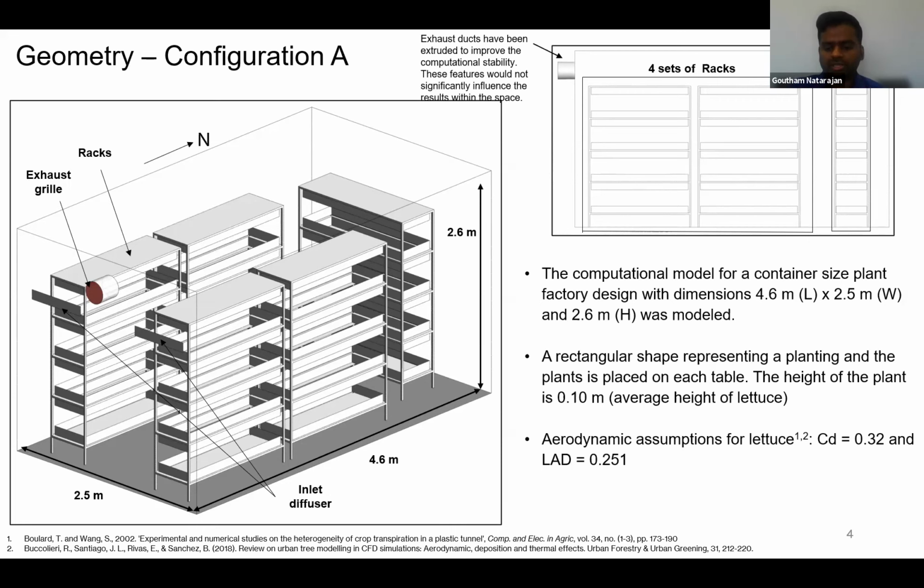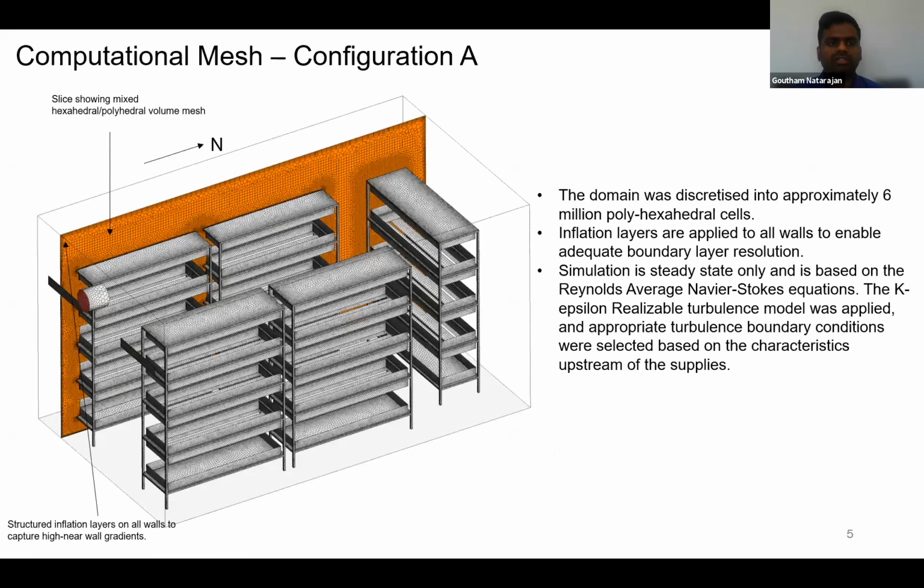So once the geometry has been modeled, we all know that meshing is one of the important steps in the computational simulation. The modeled domain is discretized into 6 million polyhexahedral cells, and inflation layers are applied to all walls to enable adequate boundary layer resolution. From this image, you could see the slice showing the mixed hexahedral and polyhedral volume mesh, and structured inflation layers are there to capture high near-wall gradients.